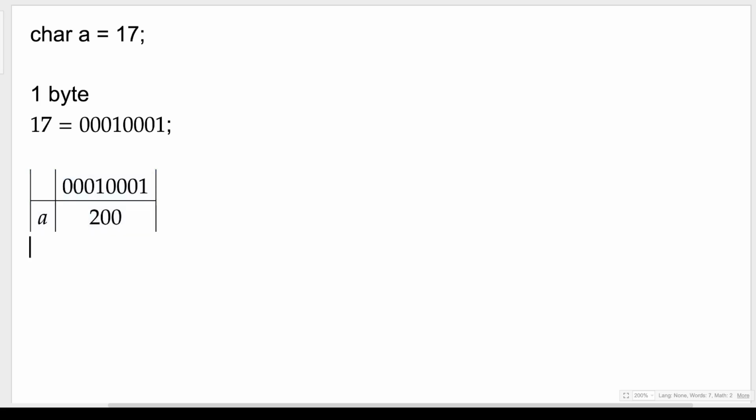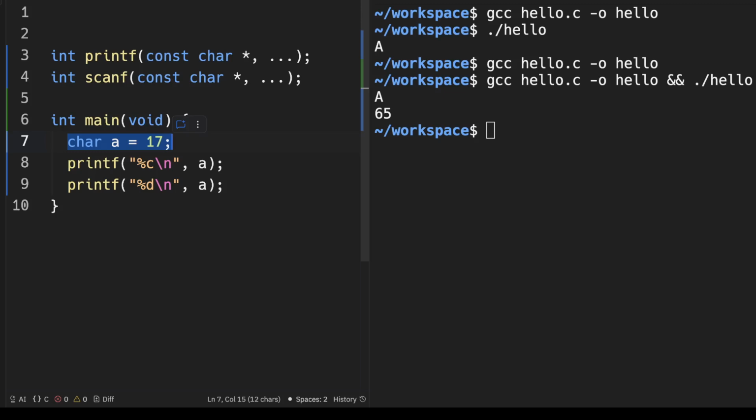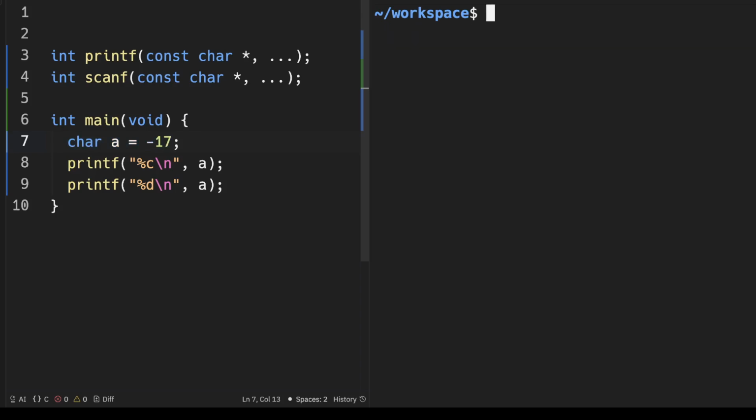So that's the idea. Now this MSB, the most significant bit, represents the sign. So this is positive 17. Now what if I write, let's say, negative 17? How is this stored in memory? We want to know about this part.